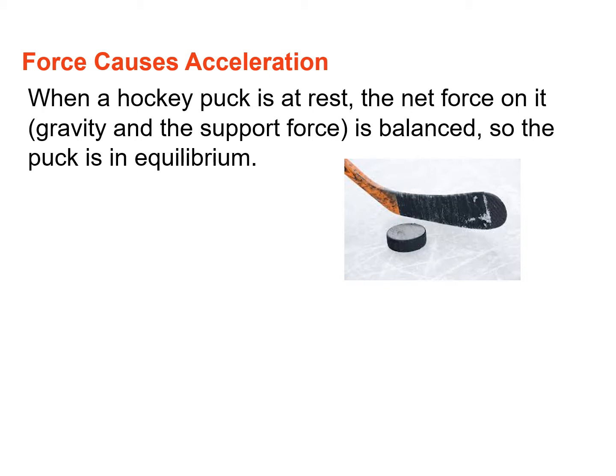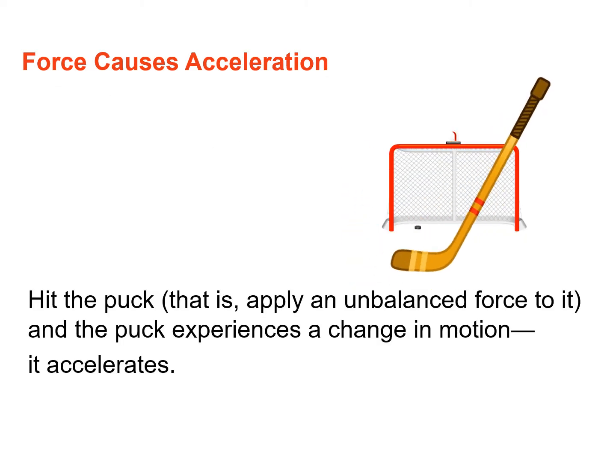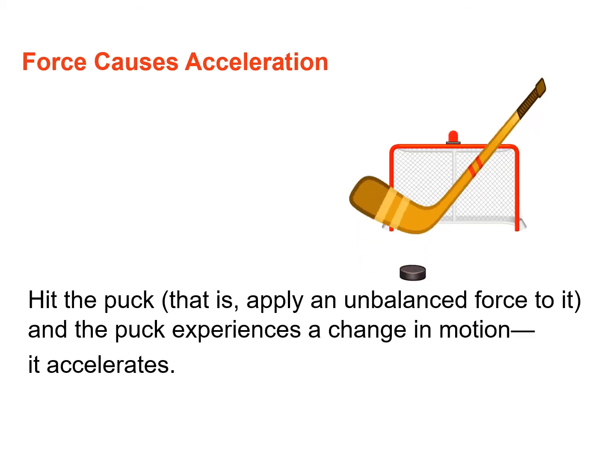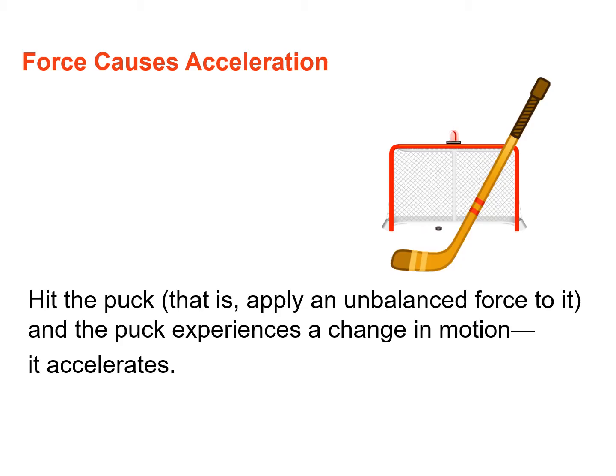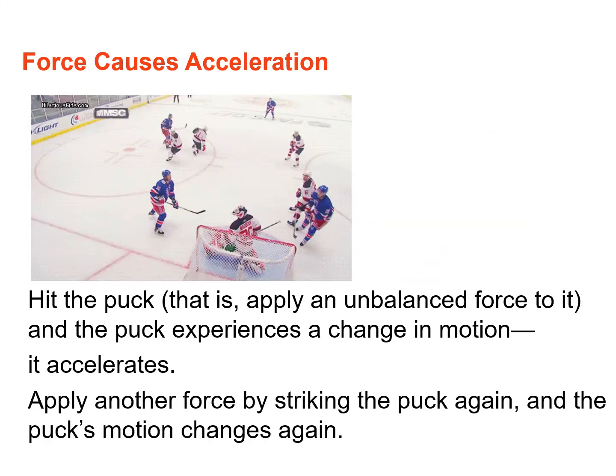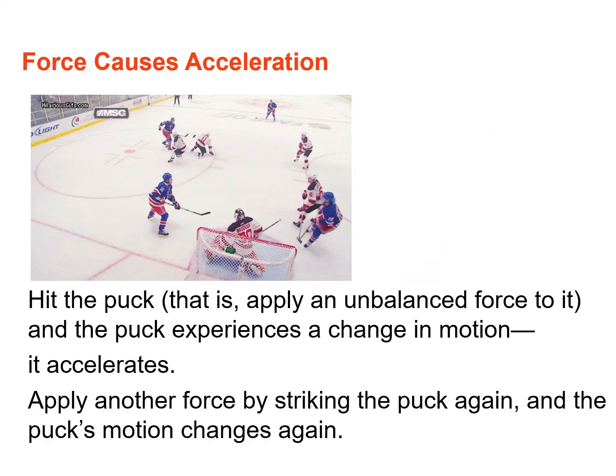Here's a hockey puck. When this hockey puck is at rest, the net force on it is 0. Gravity is pulling down, the ice is pushing back up, the puck is not moving relative to the ice, so the puck is in equilibrium. But if you hit the puck, in other words, you apply an unbalanced force to it, then the puck experiences a change in motion. It accelerates. If you hit it differently, it accelerates differently.